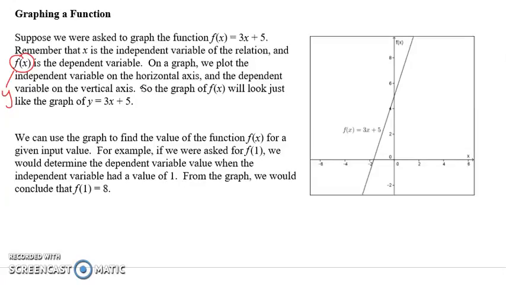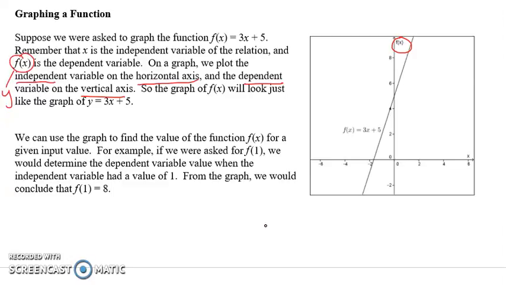On a graph, we plot the independent variable on the horizontal axis. So the x value is going to be on the horizontal axis, and the dependent variable, the y value, is going to be on the vertical axis. So the graph of f of x will look just like the graph of y equals 3x plus 5. No surprise, no changes there. The only real difference is that on the y-axis, instead of y, we have f of x.